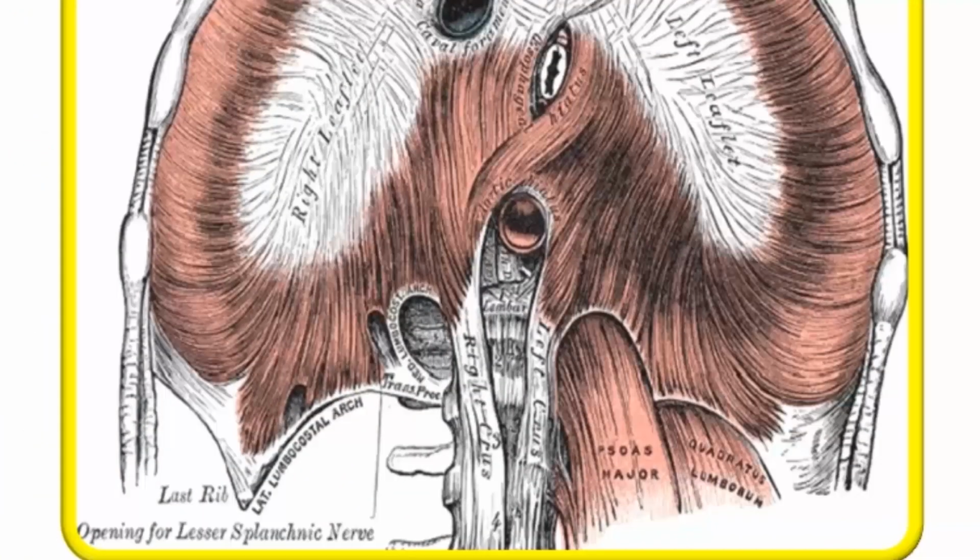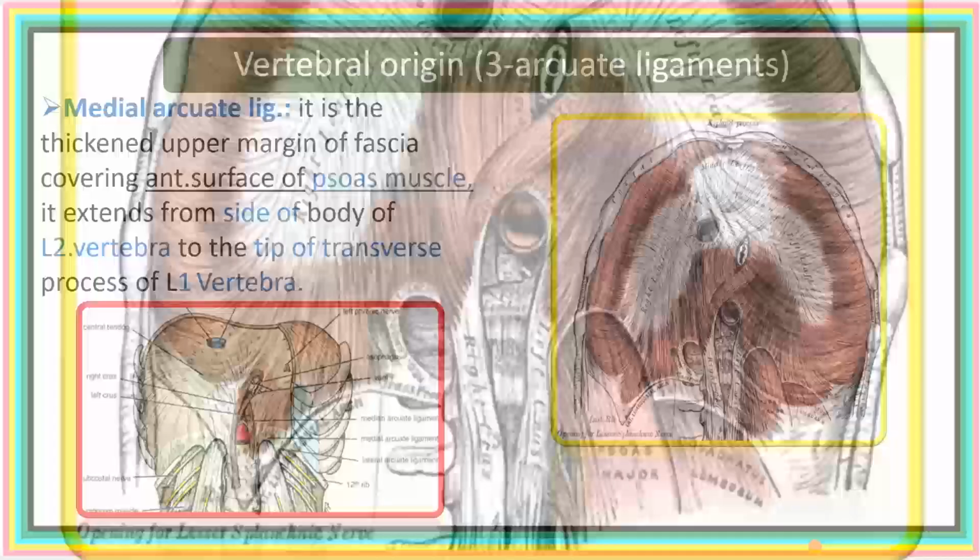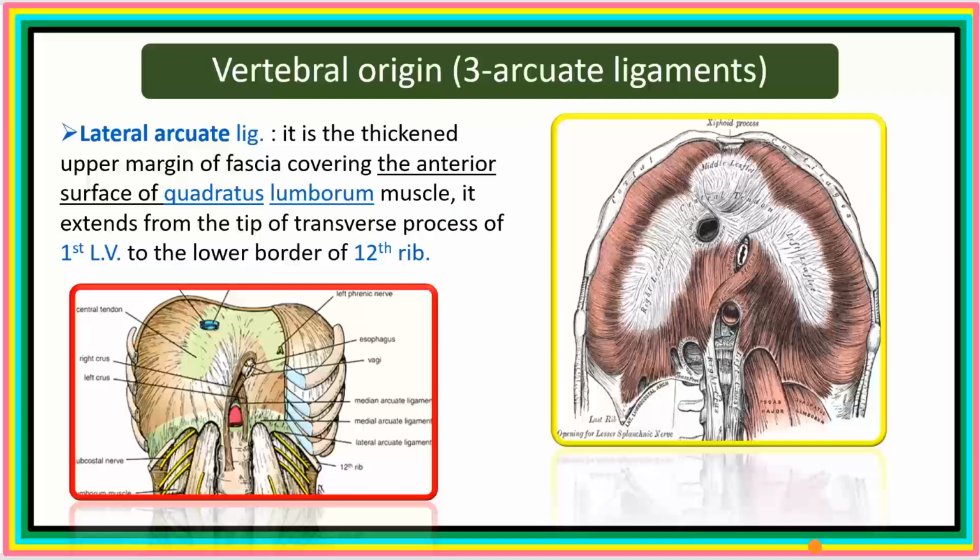In this other diagram too, what we're seeing here is the right crus of the diaphragm and here is the left crus. And here we'll be seeing the medial arcuate ligament and then the lateral arcuate ligament. While the medial arcuate ligament is a thickening of the psoas fascia, the lateral arcuate ligament will be the thickening of the fascia covering the quadratus lumborum.